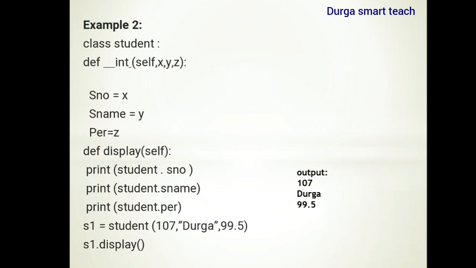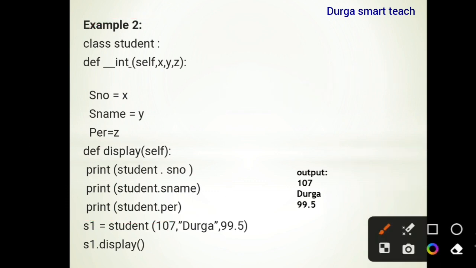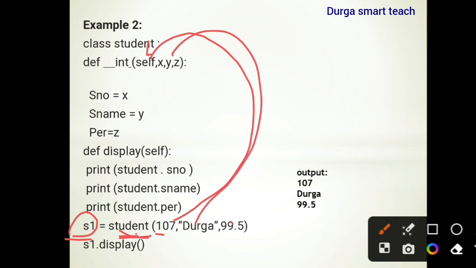For creating objects, the syntax is object name equals class name. The object name is s1. It is a user defined name. You can give whatever name you want, and you need to follow the identifier rules. So s1 is equal to Student. We are creating a student object for the student class and we are passing the parameters. Those are 107, so 107 is stored in x. Next, Durga is stored in y and 99.5 is stored in z.